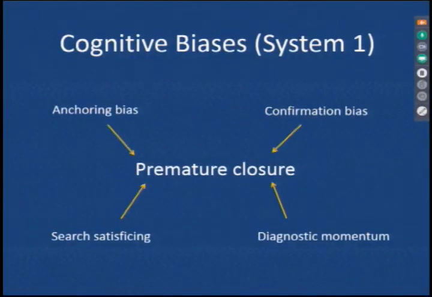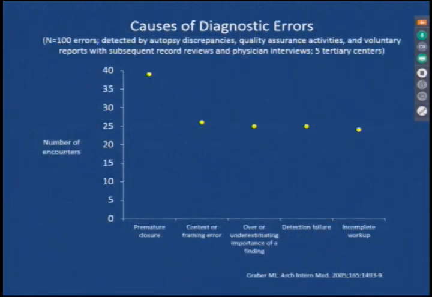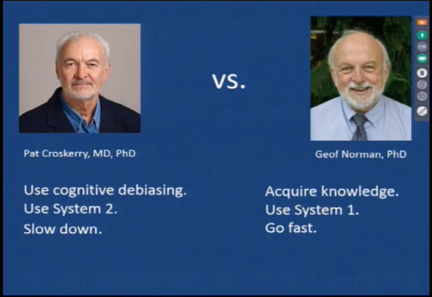But they all tend to lead to this problem of premature closure, meaning you prematurely close the diagnostic process. You don't think about the diagnosis enough. You don't consider what else it could be. So there's a big controversy in this field about whether diagnostic errors are caused by these biases, or whether they result from lack of knowledge and experience.